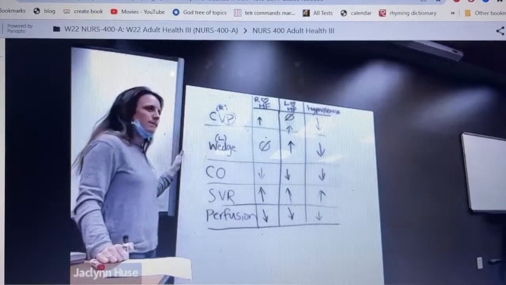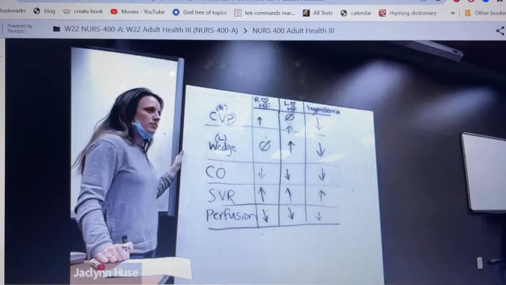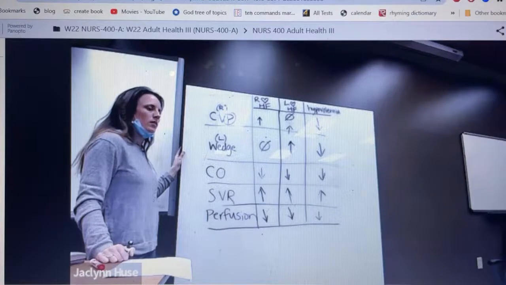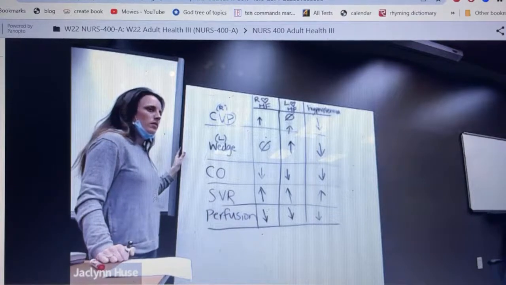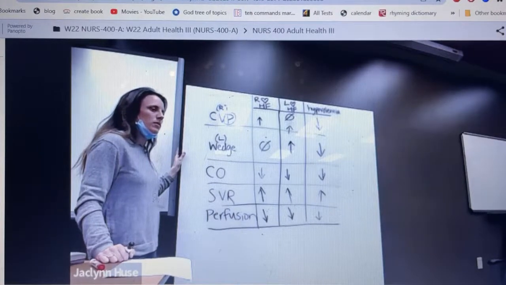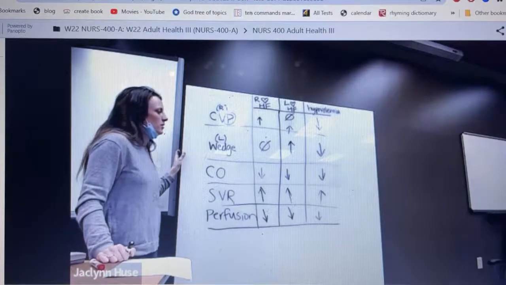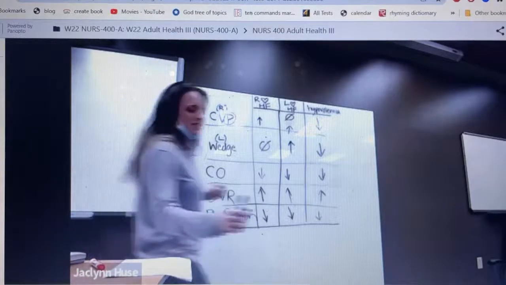For the wedge, she did say that if you can't measure the wedge, there's another way. The wedge pressure is the one that always kind of confuses me. I understand what it does, but I just don't know. It's kind of confusing, yeah.